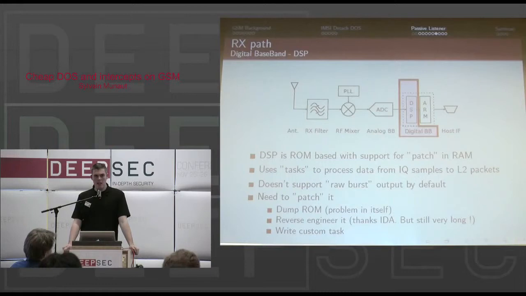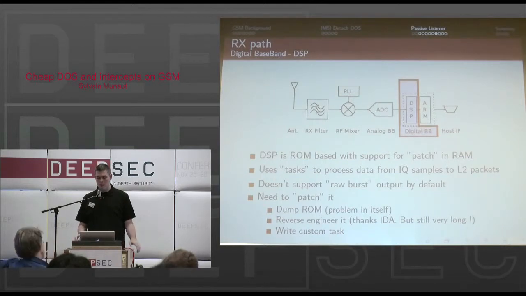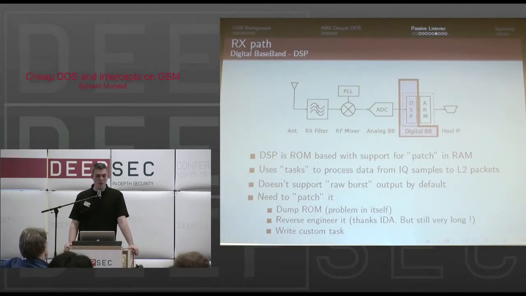In theory, the DSP never gives you the raw burst. I mean, the demodulated bits, it keeps them, and then it will apply deciphering, inverse error correction, all convolutional coding, all that is applied inside the DSP, and what the DSP outputs is a full layer 2 packet. In case of control channel. And for voice channel, it actually decompresses the voice data inside the DSP and sends it to the audio codec directly. So in theory, you're not supposed to get the raw burst. So you have to patch it.